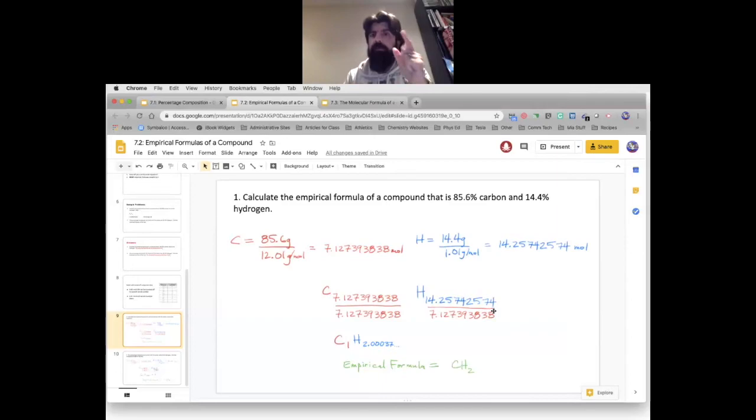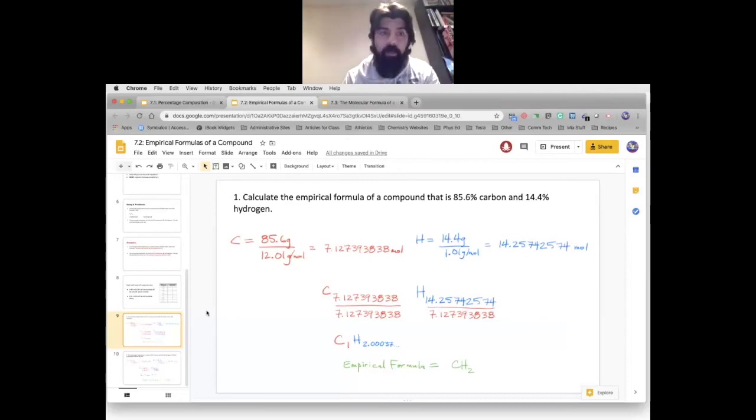Remember, based on what Dalton said, molecular formulas are based on whole number subscripts. That's not a whole number. We want to make it a whole number. So we don't just round it. We need to do one more further step.